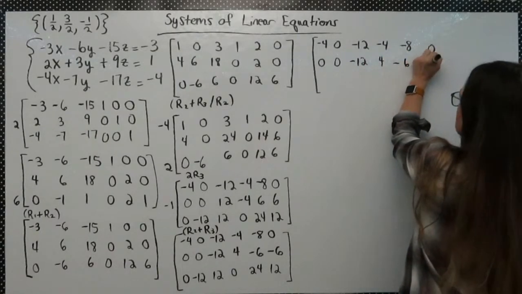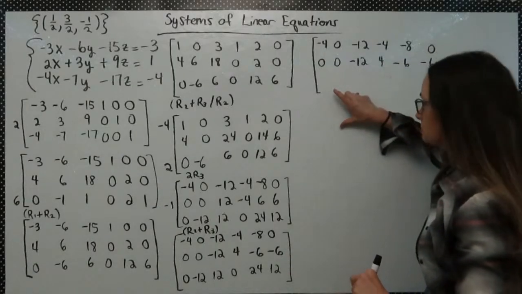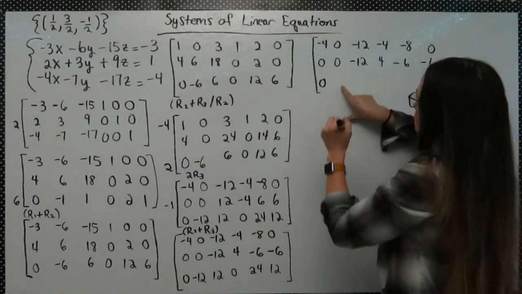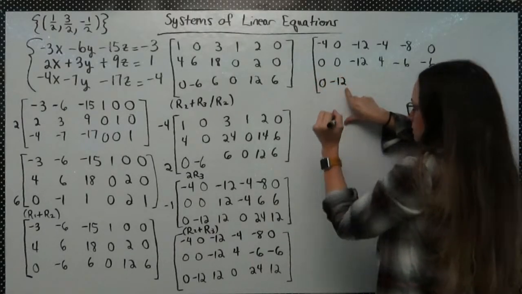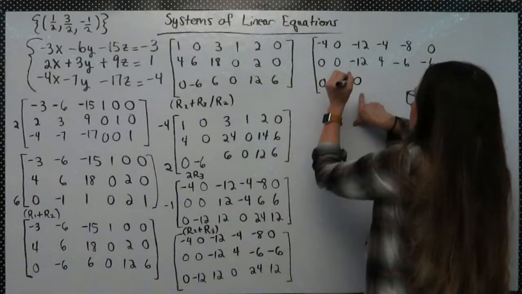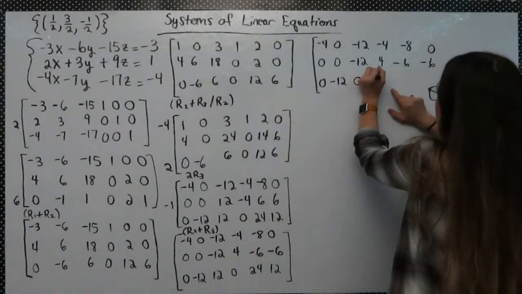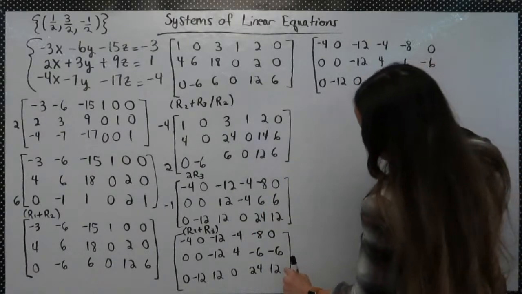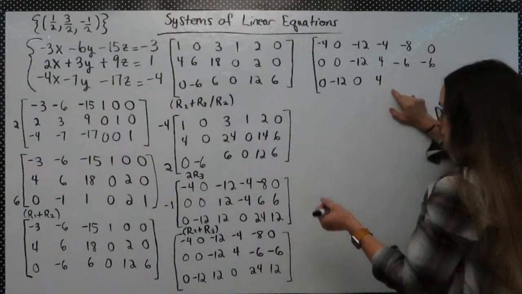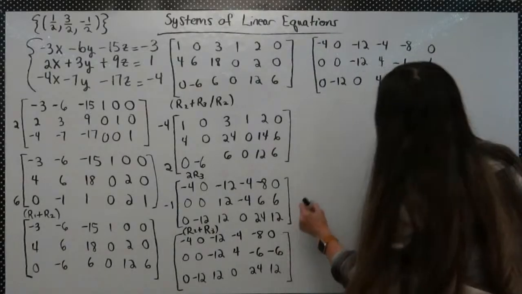6, -6. But in this step, I want to go ahead and add these two rows and replace row 3. So 0 plus 0 is 0. 0 plus -12 is -12. 12 minus 12 is 0. 4 plus 0 is 4. 24 plus a -6 is going to be positive 18. 12 minus 6 is 6.